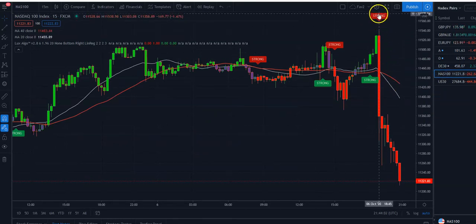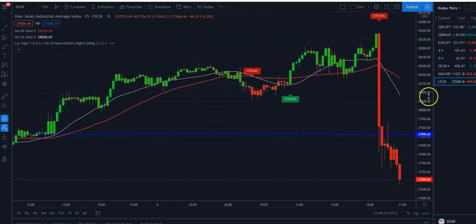So, this doesn't repaint, but it does come on during the candle, but it could be flickering on and off until the candle is closed. But once the candle is closed, it does not change, it does not repaint. Because I get that question all the time as well.